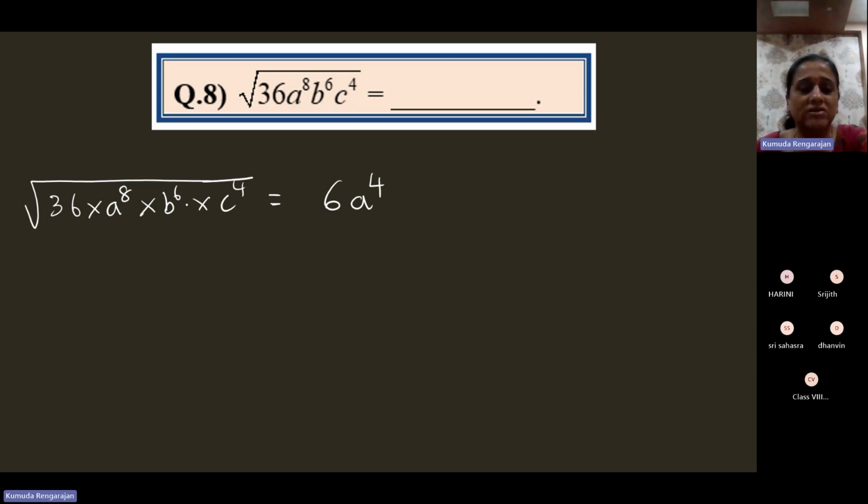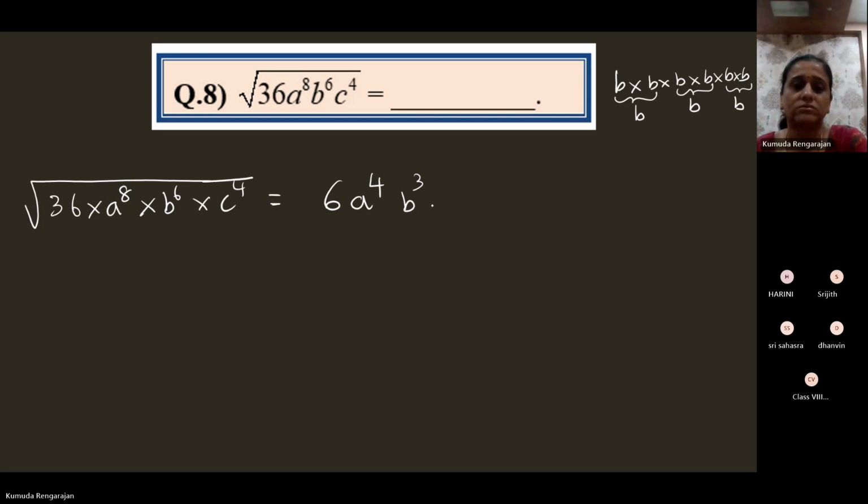Then how many b's under the square root? 6 b's. We have b into b into b into b into b into b, 6 b's. So from 2 b's, 1 b out. So b to the power 3 comes out of the square root.